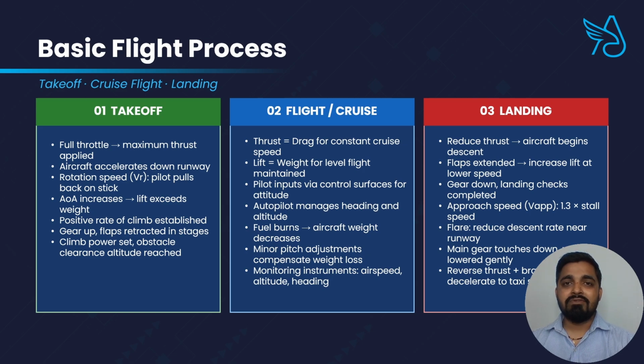Just before the touchdown, the pilot gently pulls up in the flare maneuver, reducing the descent rate. The main wheels touch down smoothly and the nose is lowered gently. Reverse thrust and brakes bring the aircraft to taxi speed. The aircraft has completed the flight using every single principle we have learned today. Lift, thrust, weight, drag, control surfaces, all working together seamlessly.